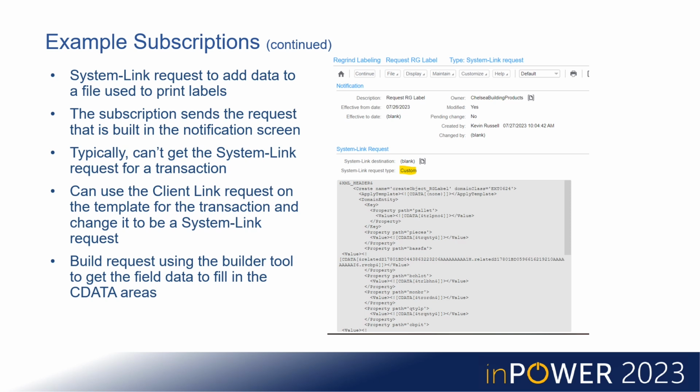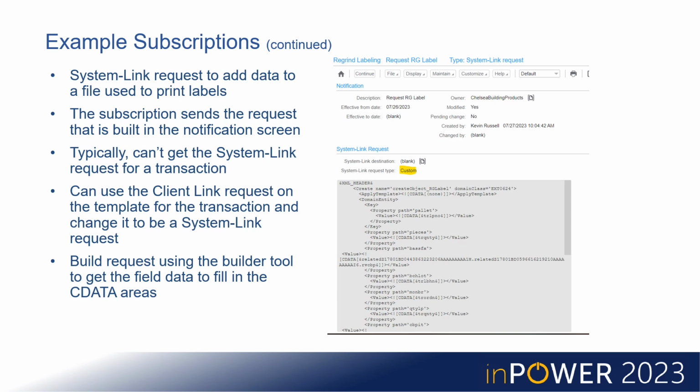So I posted a video on how you can take the client link request for a transaction, because there is no option in PowerLink to get the system link request off of the transaction template. There is, in the bottom right corner, a client link request. I put out a video here showing how to convert client link to system link request. It's pretty simple. You change a couple of naming things and you're good to go.